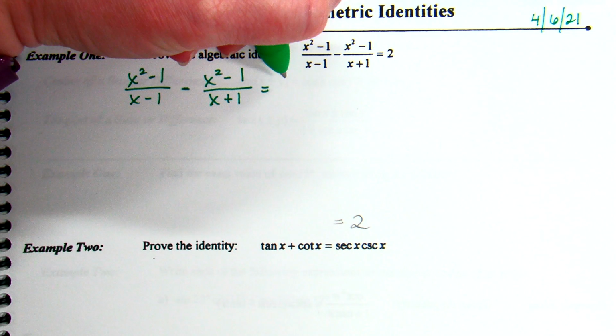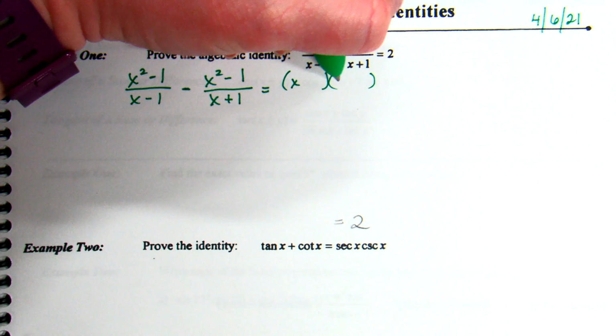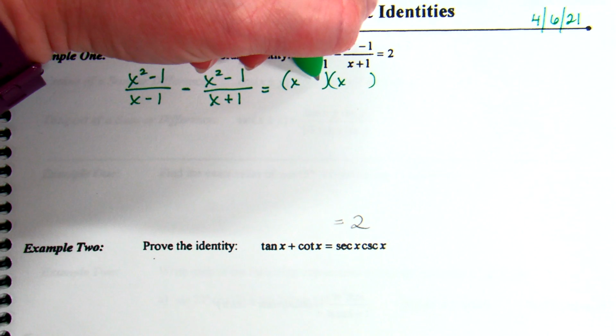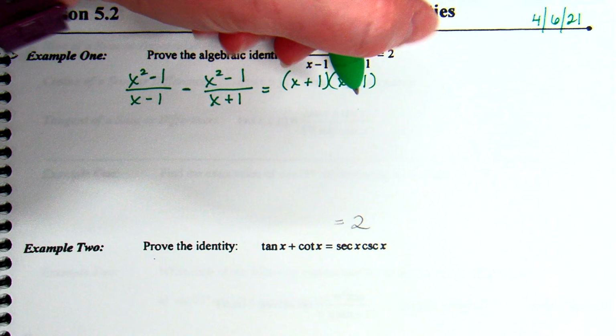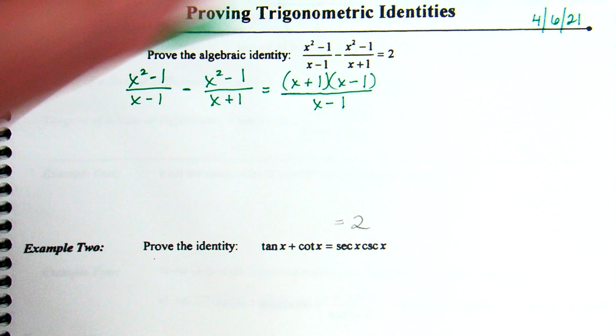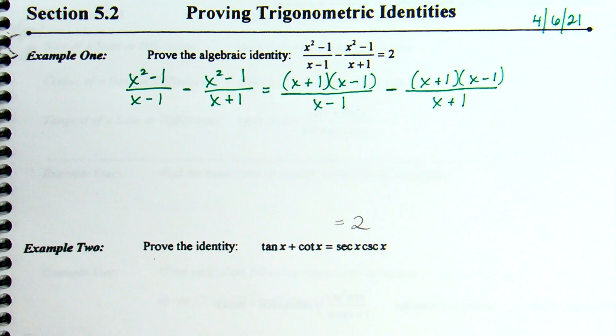So x squared minus 1, this is what I call the difference of squares. X squared breaks into x times x. The square root of 1 is 1. And to multiply to get a minus, it's a plus and a minus, correct? So that factors into x plus 1 times x minus 1, over x minus 1. I've rewritten the first fraction. Minus, rewrite the second fraction. X squared minus 1, again, will factor into x plus 1, x minus 1. This time the denominator is x plus 1.